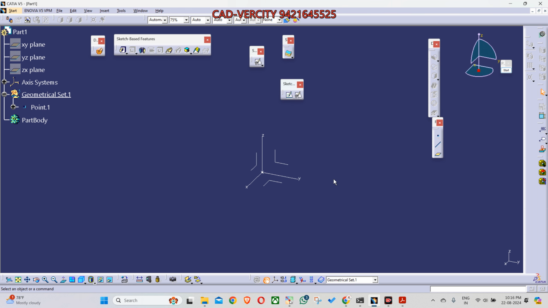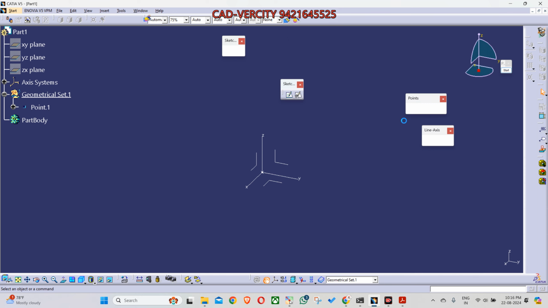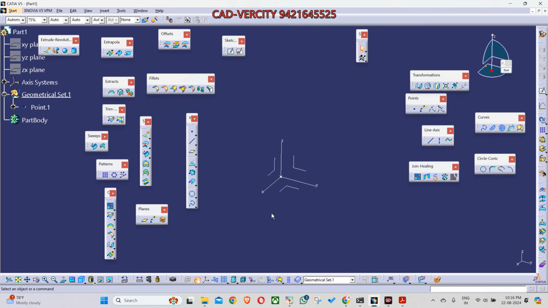How to switch into GSD by shortcut? Control 2. Control 2. Mallikarjun, got it? Yes, sir, got it. So by mistake you were using the numpad, I think. Yes, sir. Okay, no issue.